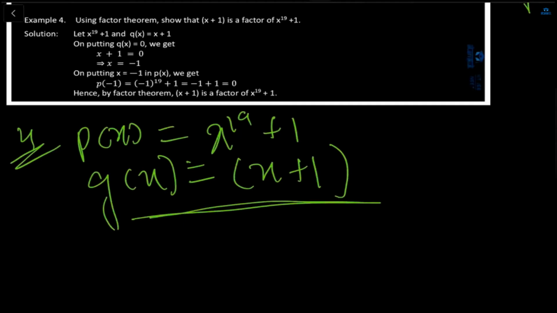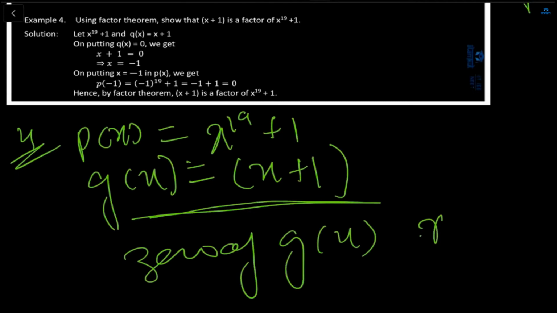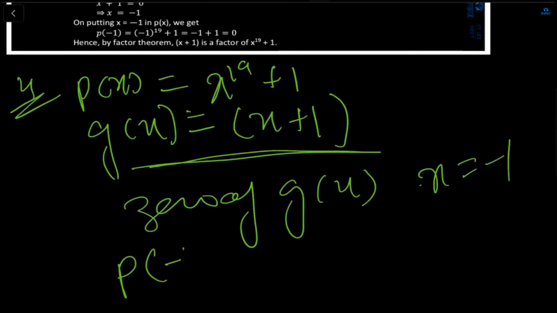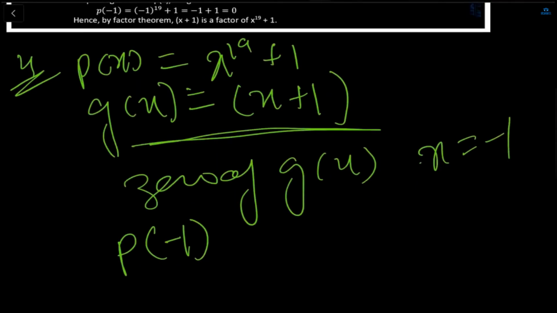So the zero of g(x) is what? Zero of g(x): x plus 1, so x equals minus 1. So you need to find out the value of p(minus 1). If it is equal to 0, then it is a factor. Else it is not a factor.